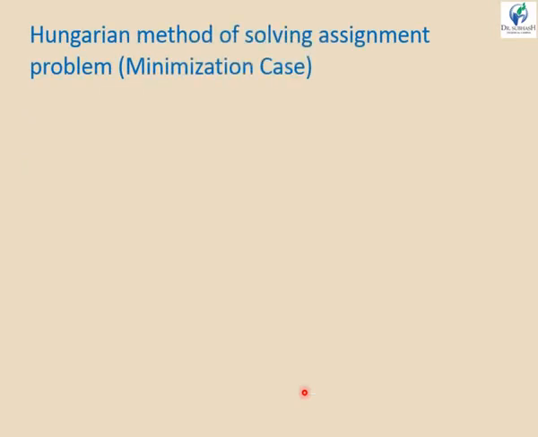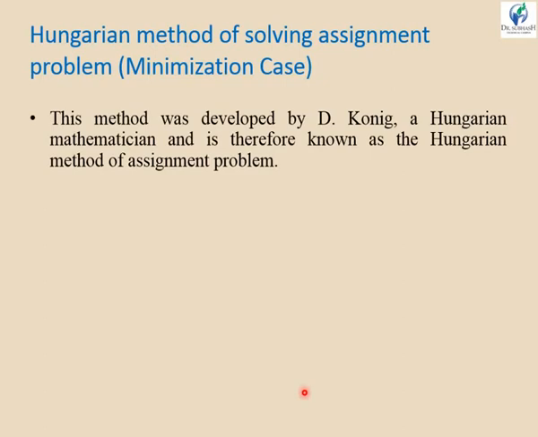Hungarian method of solving the assignment problem, minimization case. This Hungarian method is mostly developed for the minimization case only. This method was developed by D. Konig, a Hungarian mathematician, and is therefore known as the Hungarian method of assignment problem, which was developed for the minimization case.